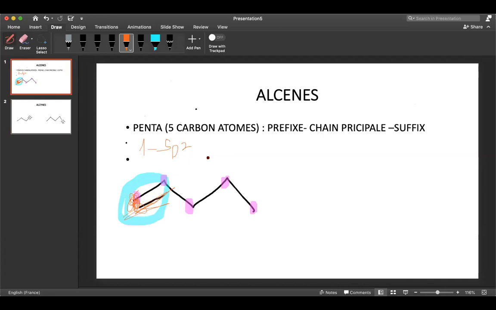So that's rule number 2. It's at position number what? Number 1. Then we go to rule number 3. Rule number 3, we are supposed to look for the substituent as usual. Now we don't have a substituent, so we end here. If there was a substituent, we would have looked for the substituent.